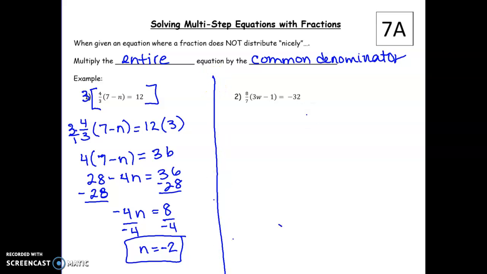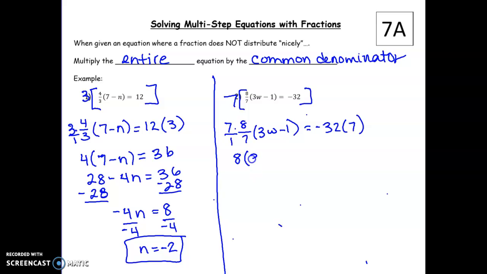All right, if I look at the second one on this side, we have a denominator of 7. So I'm going to multiply both sides of my equation by 7. I'm going to show that just by multiplying like that. Okay, so what that really means is I've got 7 times my 8/7 times 3w minus 1. Now keep in mind we just multiply it by the outside, this 8/7, because that's what's getting distributed inside the parentheses. You want to make sure you multiply it to every term, but this 8/7 is getting distributed. So that's going to be times, and we're going to take the negative 32 times 7.